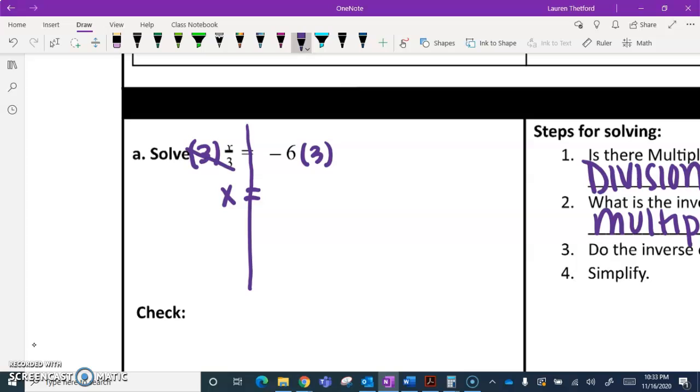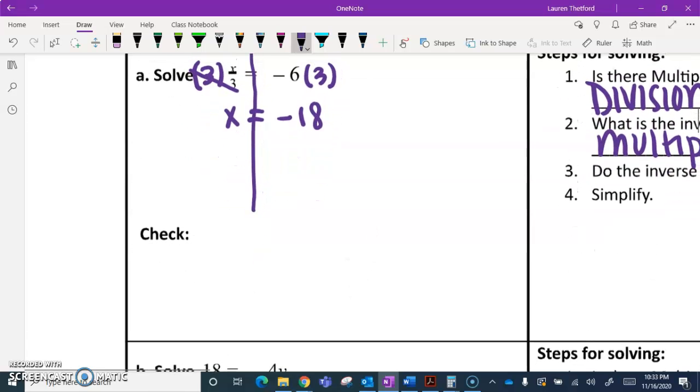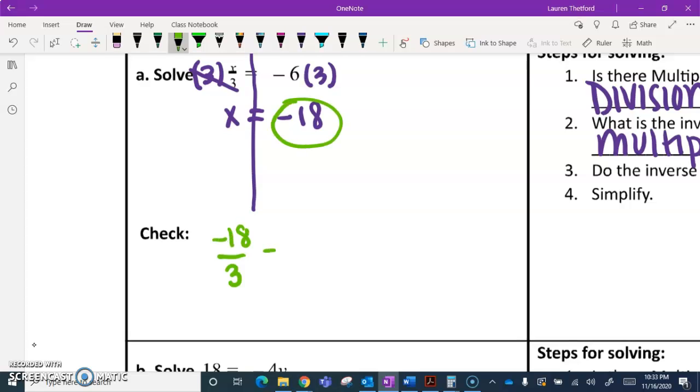A negative times a positive is a negative. 6 times 3 is 18. So x equals -18. So now let's check our answer. If I plug it back in, it should give me -6. So where the x was, we had x divided by 3. I'm going to get rid of that x, and I'm going to plug in my -18. And let's see what we get.